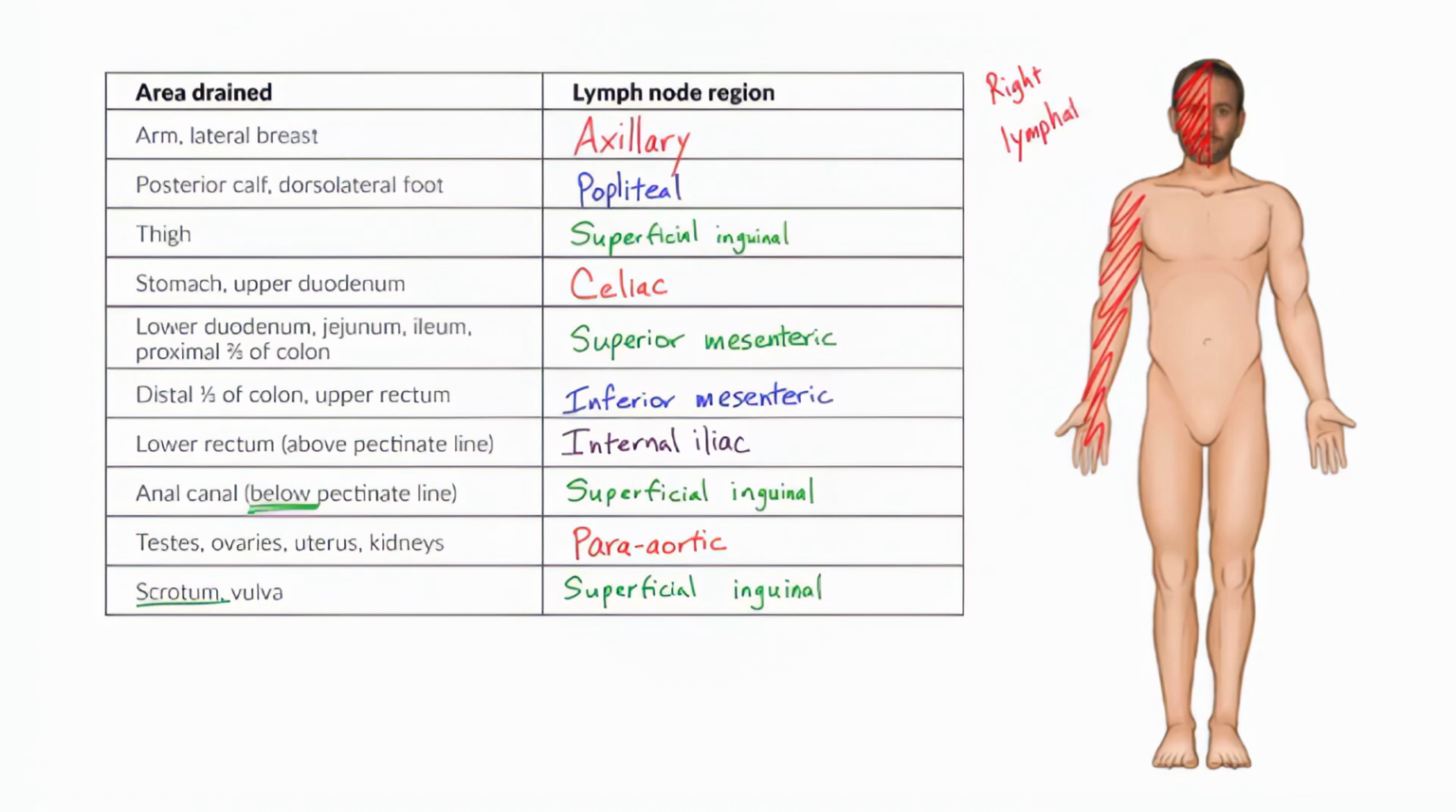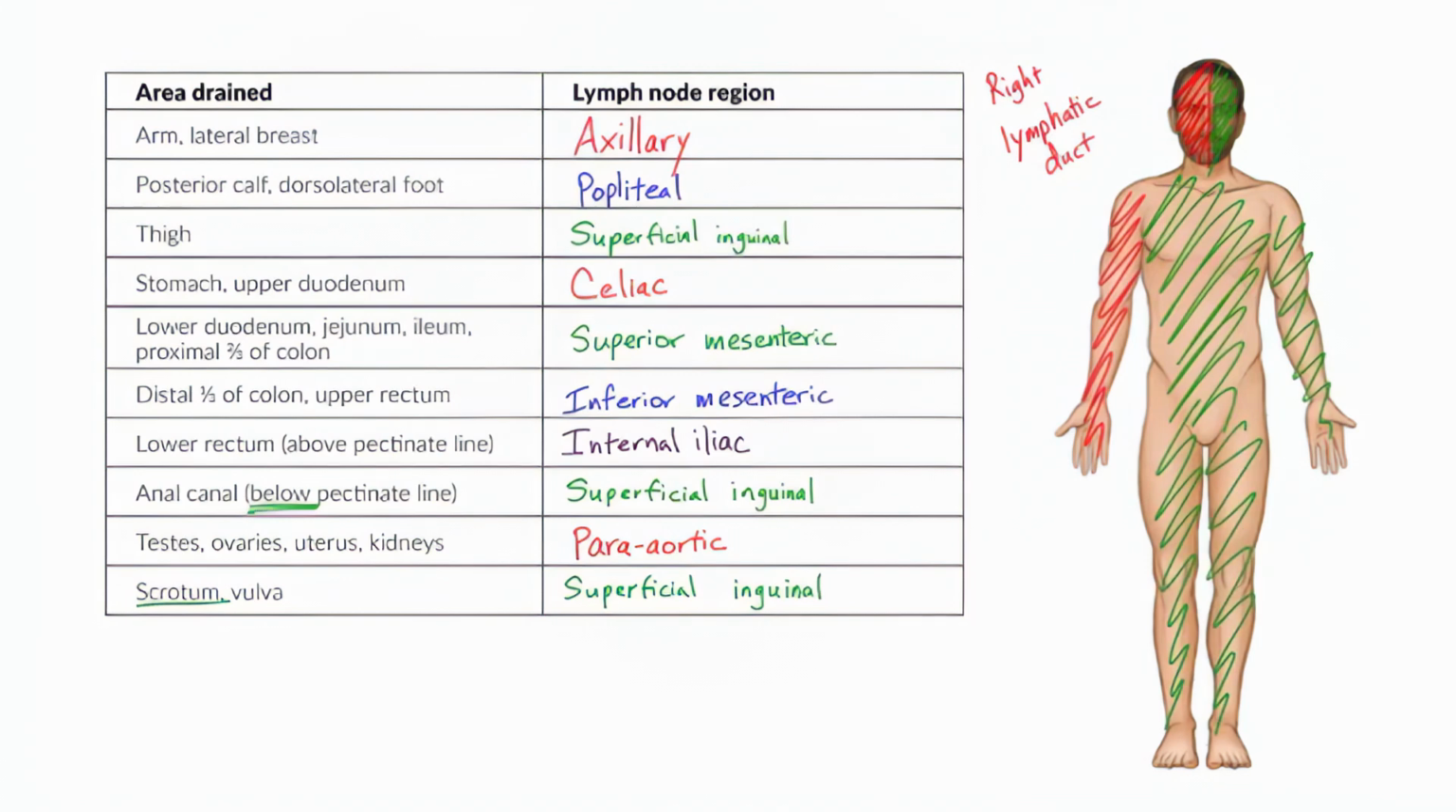Make sure you know that the right arm and the right half of the head drain to the right lymphatic duct. So if there's an obstruction in the right lymphatic duct, maybe because of a cancer, you might see some non-pitting edema in those regions. And then there's the rest of the body, and it ultimately drains to the thoracic duct.